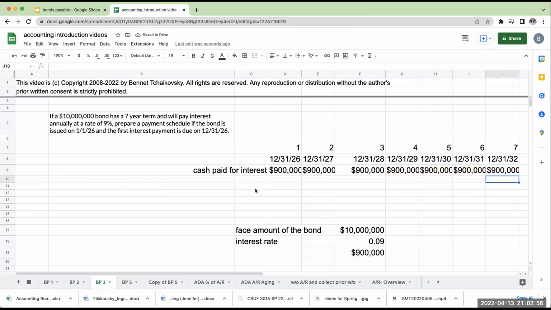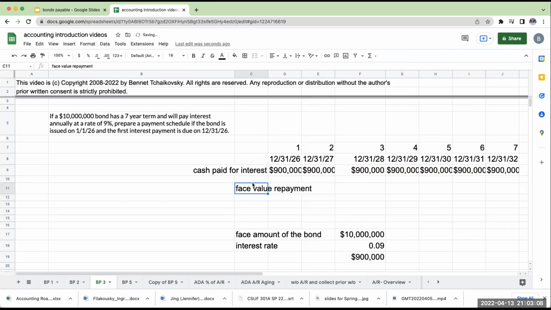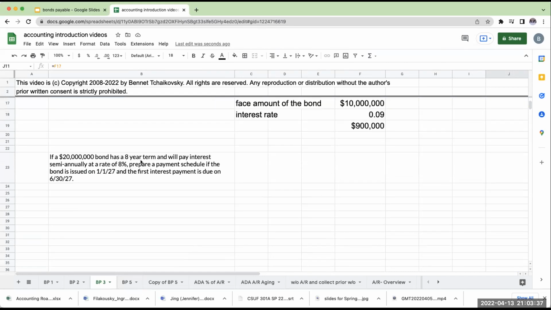But remember too, that it's like an interest-only loan. At the end of the bond's term, I'm going to be making a $10 million payment. Remember, it's like an interest-only loan. I've got to pay back that face amount of the bond at the end of the bond's term. Now, in terms of the cash that I receive, it's going to depend upon what the market interest rate is. I'm going to do that on a later problem, not on this problem. But this is here just to get you familiar with how the payment schedules work.